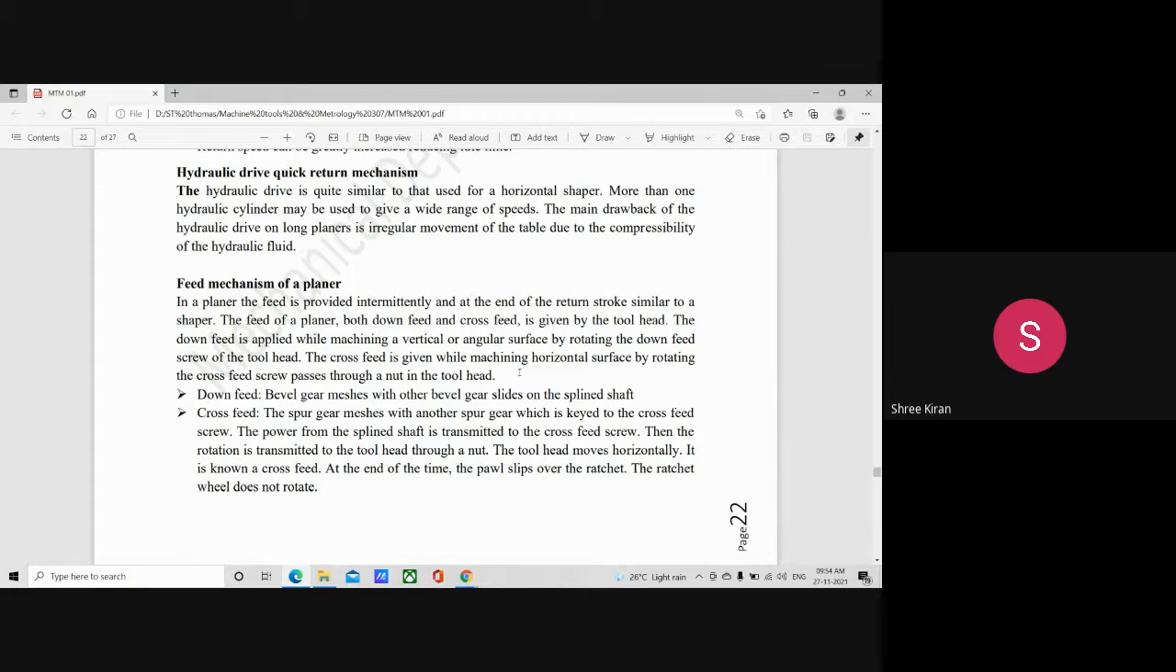So in the case of a hydraulic drive quick return mechanism, the hydraulic drive is quite similar to that used for a horizontal shaper. More than one hydraulic cylinder may be used to give a wide range of speeds. The main drawback of the hydraulic drive on large planers is irregular movement of the table, mainly due to the compressibility of the hydraulic fluid.